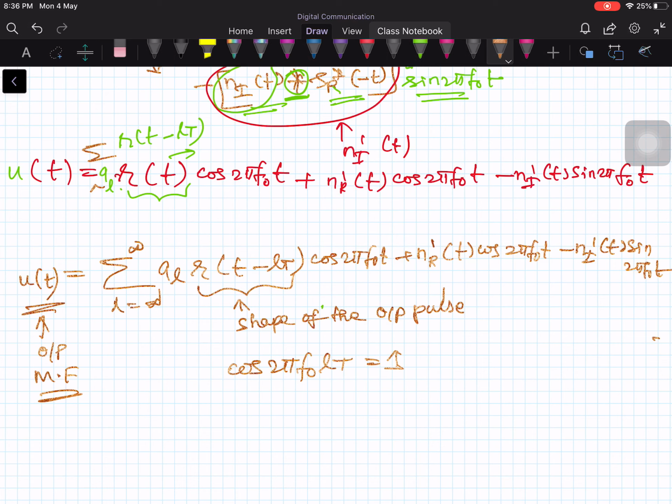Now in order to avoid intersymbol interference, the output pulse should be a Nyquist pulse. Otherwise the intersymbol interference will come. The output of the matched filter will go and interfere with the subsequent symbol pulses, the subsequent symbol duration. Therefore the output pulse should satisfy the Nyquist criterion.